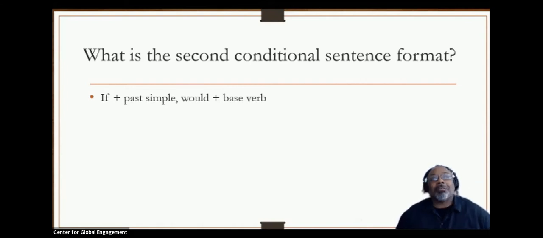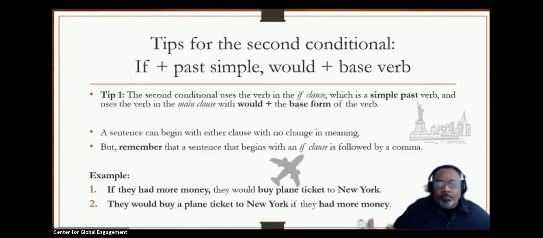All right, so let's go through some tips, okay, about using the second conditional. So there's tip number 1, which means they're going to be numbered, right? Tip number 1, the second conditional uses the verb in the if clause, which is a simple past verb, and uses the verb in the main clause with would plus the base form of the verb.